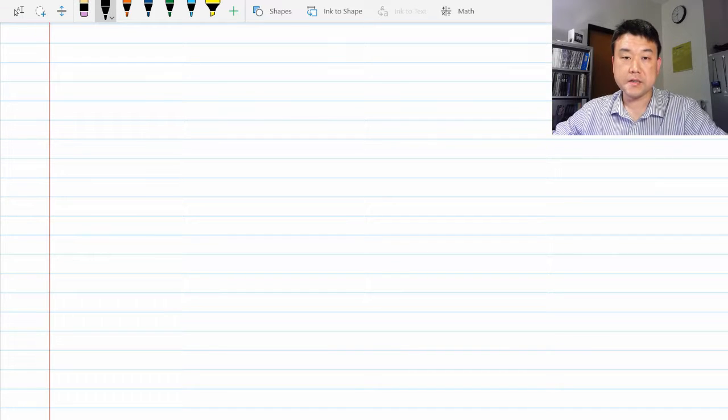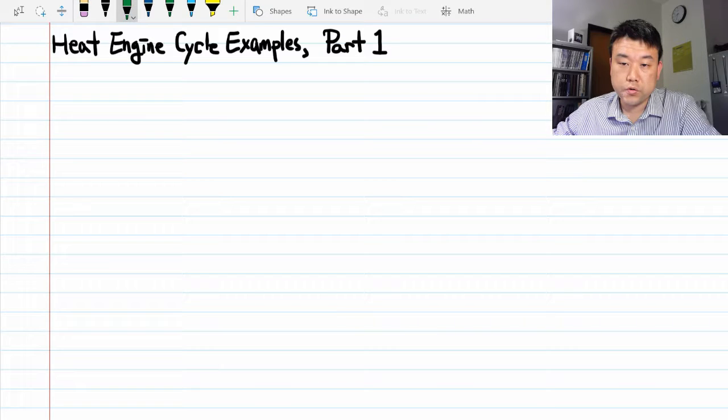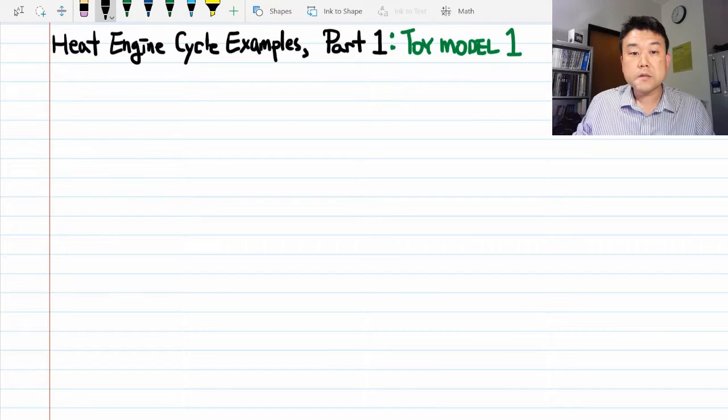Hi, in this video, we will develop a systematic approach to analyzing heat engine cycles using PV diagrams. We are going to use a simple cycle so that we can illustrate the approach rather than trying to calculate for a realistic heat engine cycle. So let me draw the pressure volume diagram for this toy model cycle.